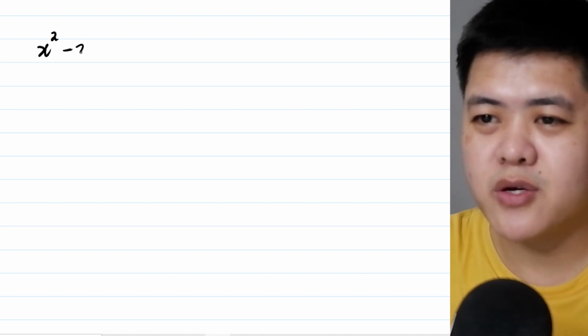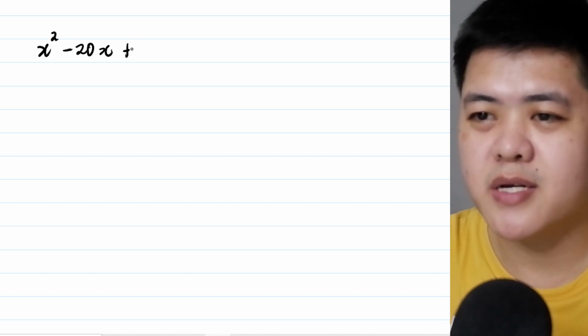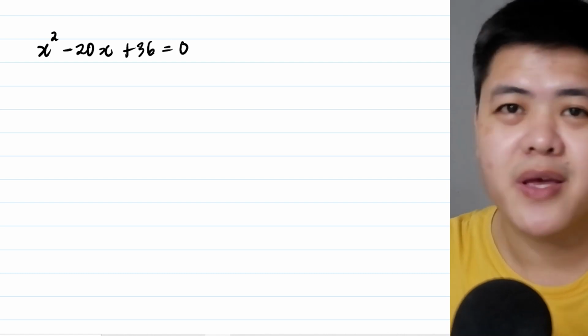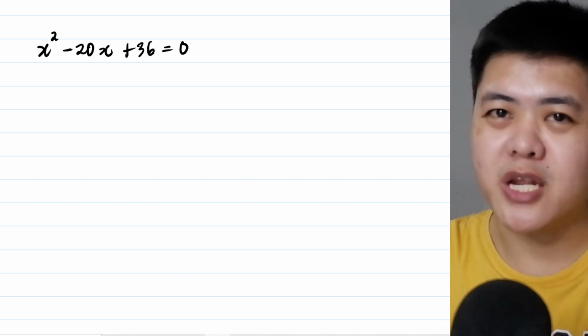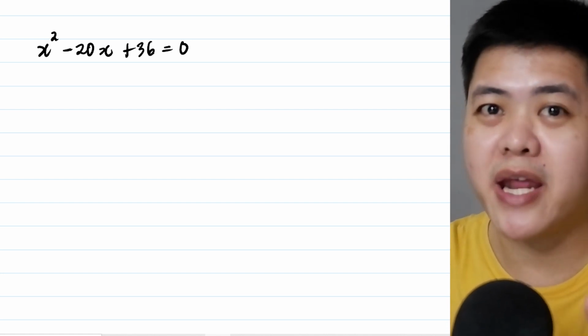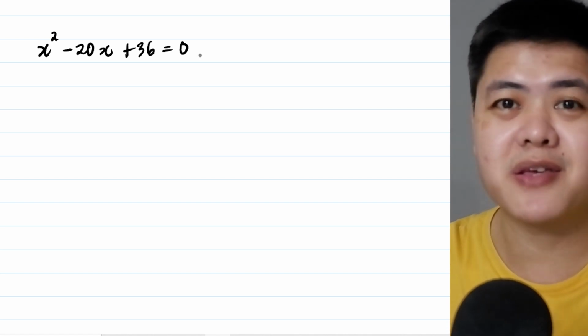In this video, I'm going to show you an alternative way of solving a quadratic equation. Let's say we want to solve x squared minus 20x plus 36 is equal to 0. Alam ko, pwede siyang isolve using factoring. Pwede siyang isolve using completing the squares, o kaya naman pwede din siyang isolve using quadratic formula.